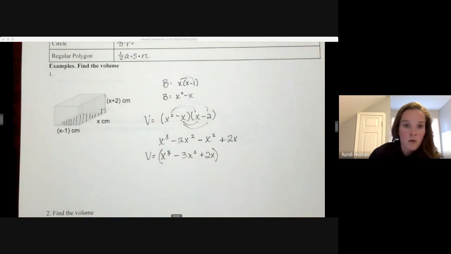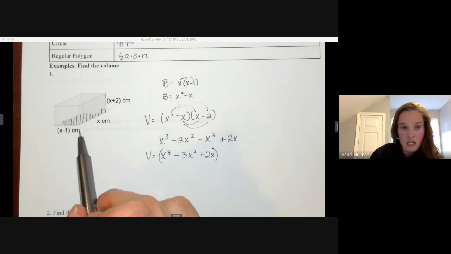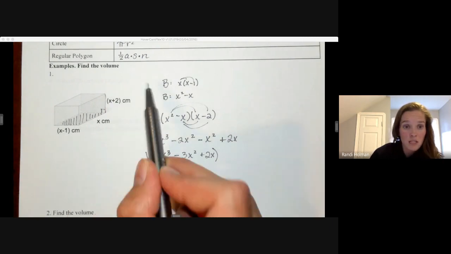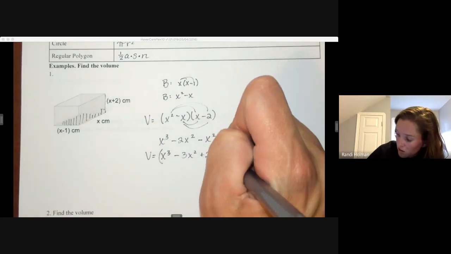And we want to make sure that we still include our units. So if this is centimeters, centimeters, centimeters, we're taking centimeters times centimeters times centimeters. So just like x times x times x, that's centimeters cubed.